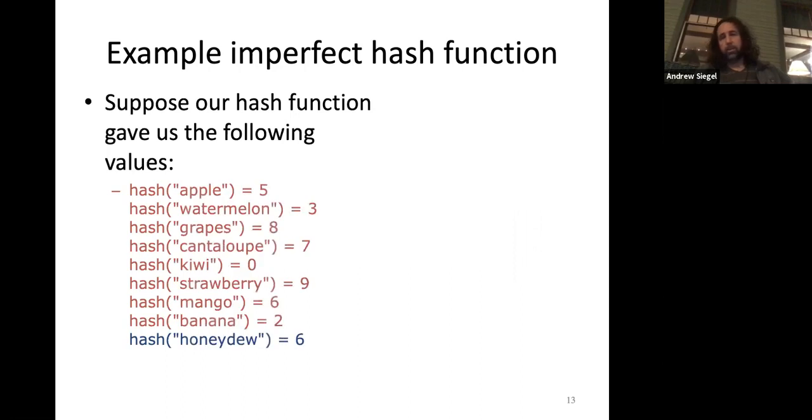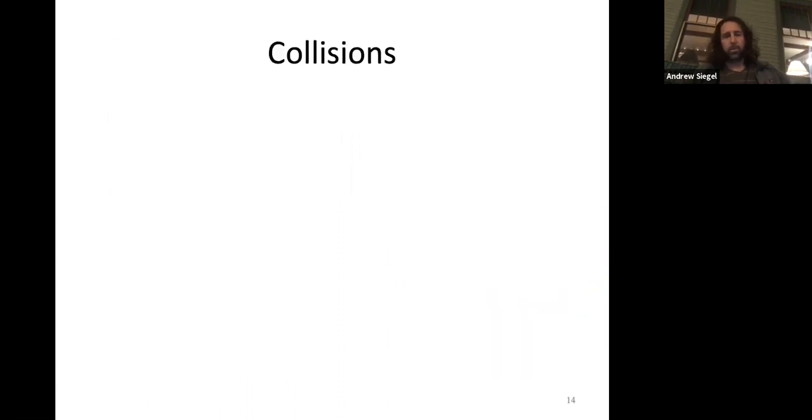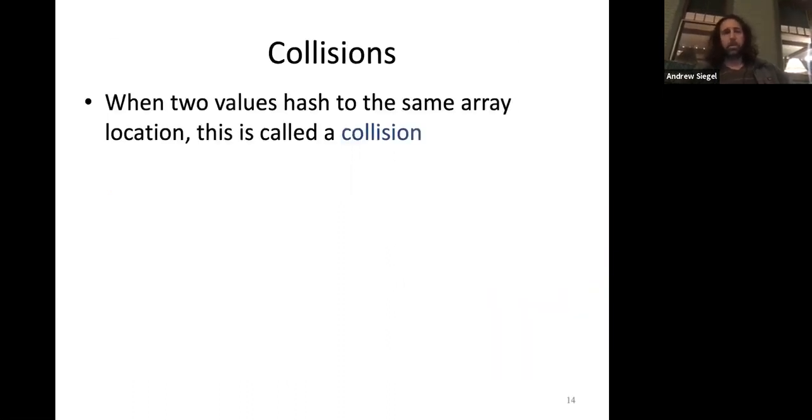So again, very simple example. We want to hash fruits, but now honeydew hashes to 6, which is a conflict with mango. So you see we have mango in slot 6. And what do we do? We already have something sitting in the underlying hash table. Well, I told you we could build a list, but let me just talk more generally about what we might do when we have these things called collisions.